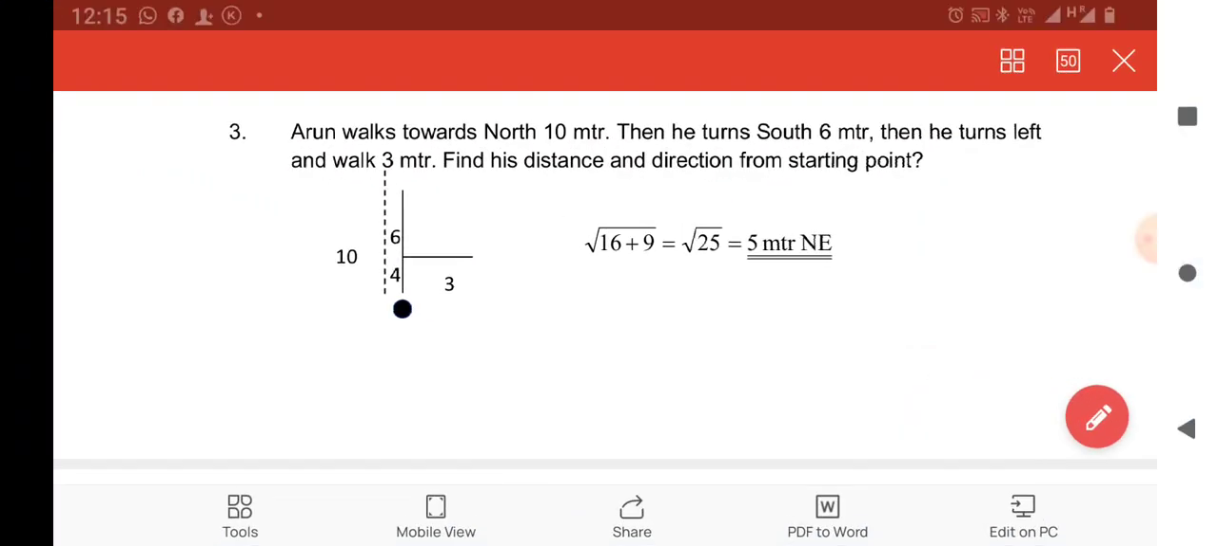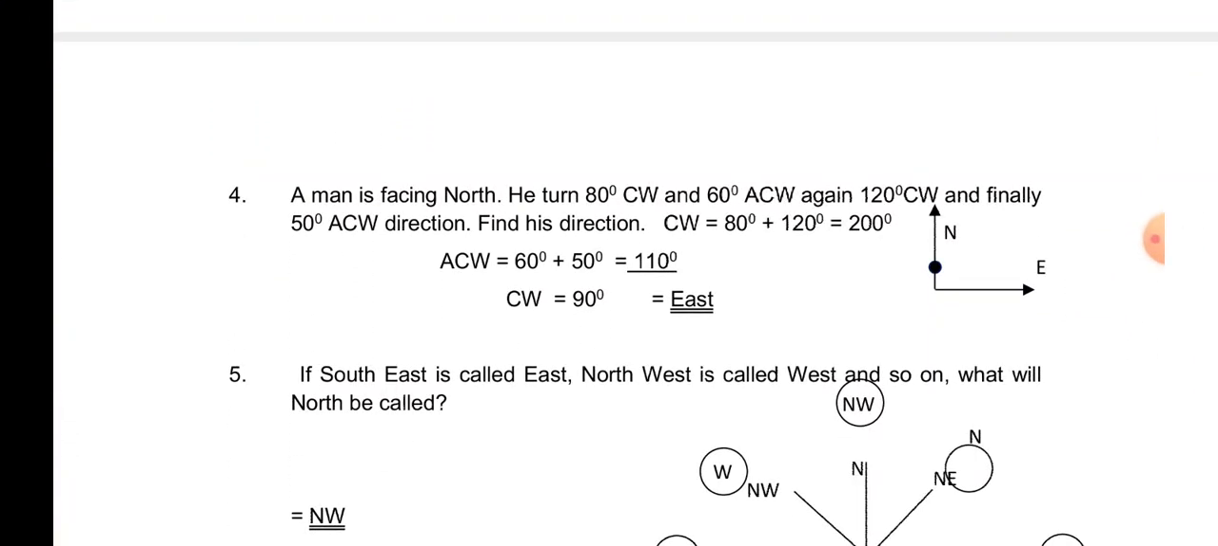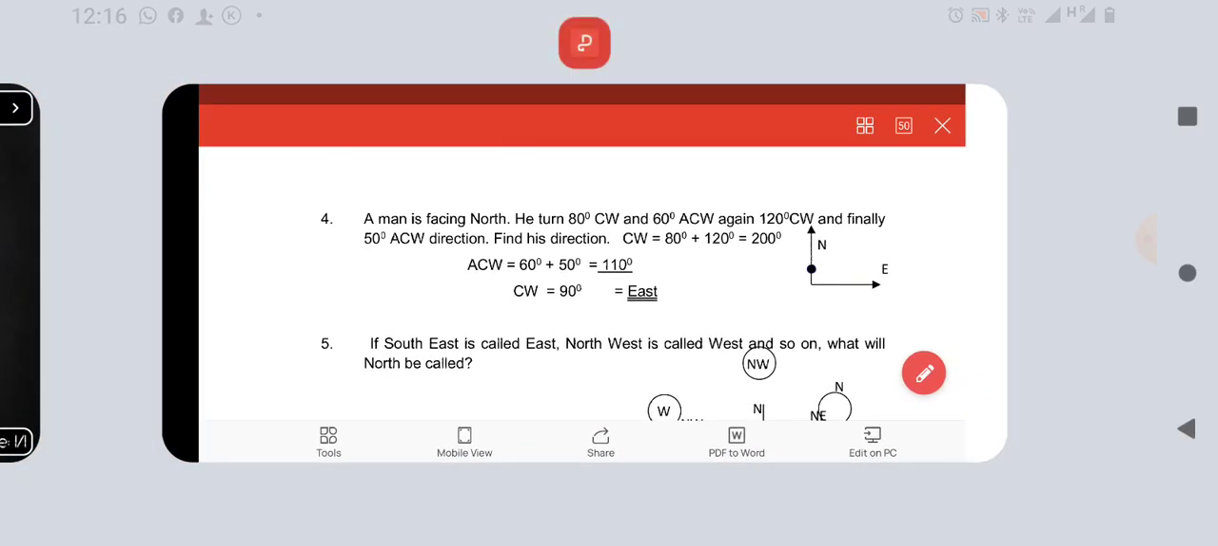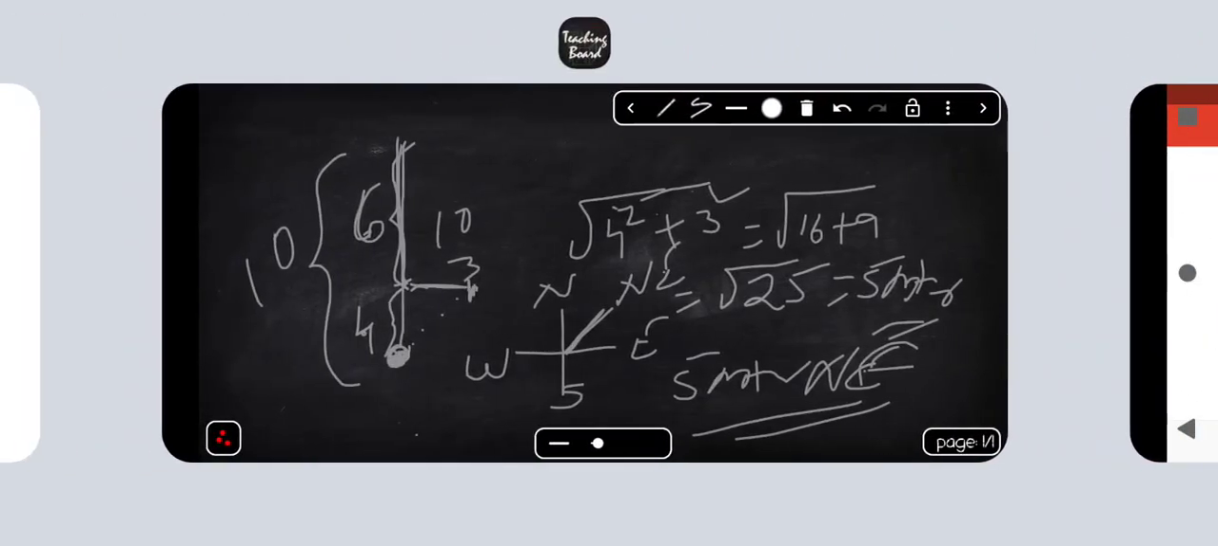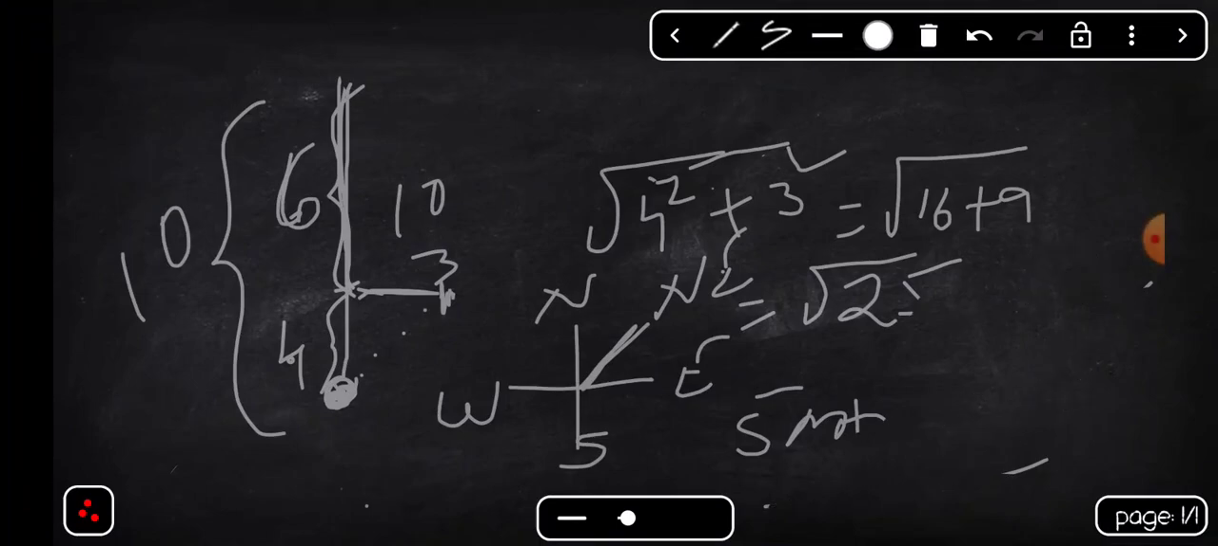Question number 4. What does question number 4 say? A man is facing north. He turns 80 degrees clockwise and 60 degrees anti-clockwise, again 120 degrees clockwise and finally 50 degrees anti-clockwise. Find his direction. Here they give us the anti-clockwise as well as the clockwise directions. How to solve this problem? Let us see.